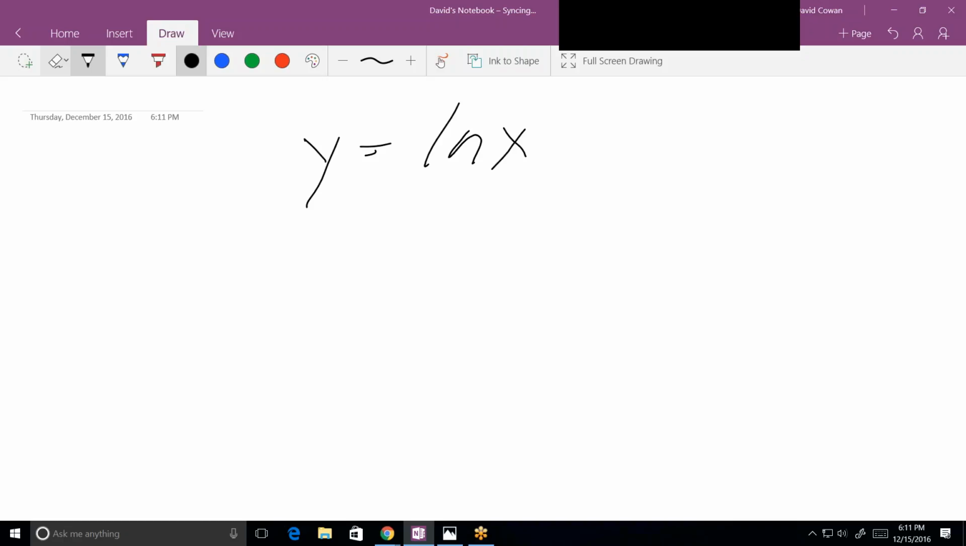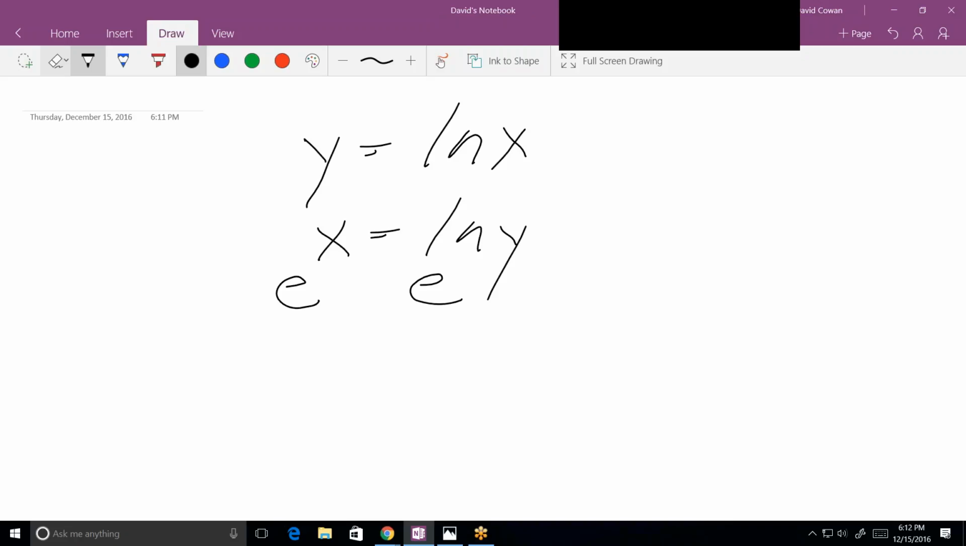How would I do this? Switch the variables and solve for y, right? So it becomes x equals natural log of y. Now how do you solve for y? e to the x equals y. Well, e to the x equals e to the natural log of y.